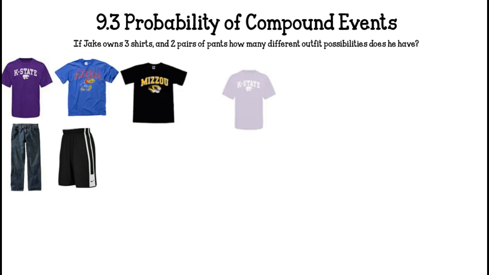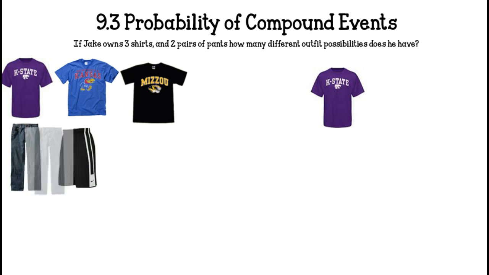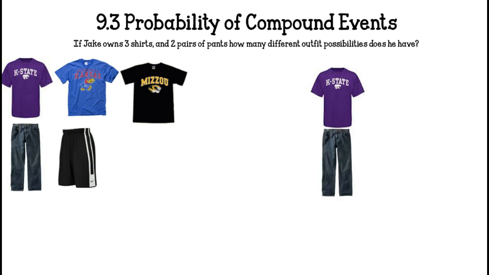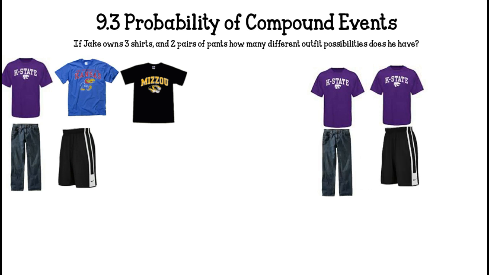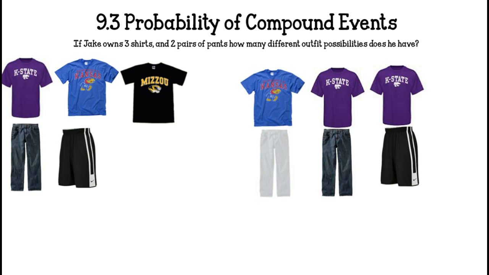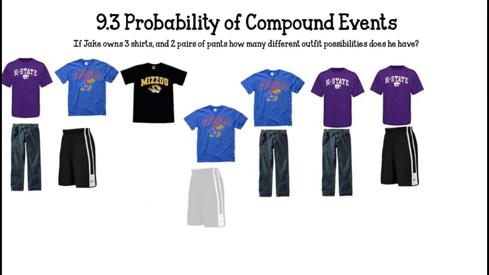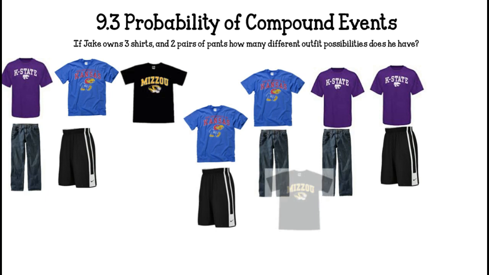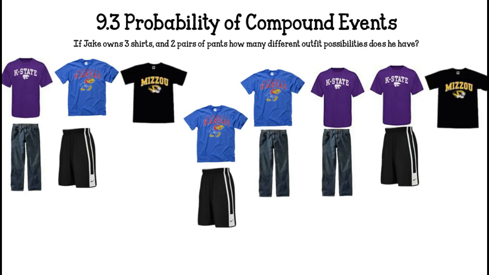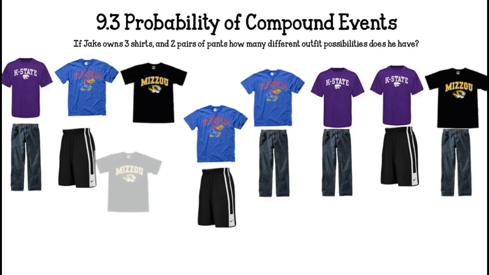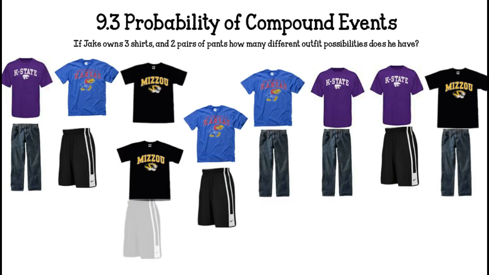So, he could wear a K-State shirt with his jeans. He could wear his K-State shirt with his athletic shorts. He could wear his KU shirt with jeans. He could wear his KU shirt with athletic shorts. He could wear his MU shirt. I don't know why he would want to, but he could. With jeans. And then he could wear his MU shirt with athletic shorts.